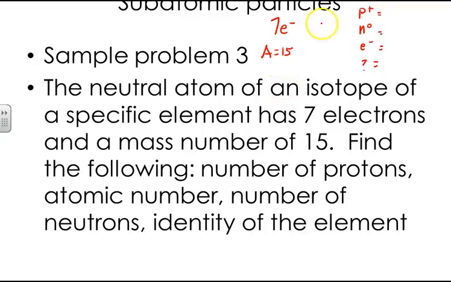All right. First of all, we know that we have 7 electrons. We have a neutral atom according to the problem, so that means the number of protons is the same. We know that the mass number is 15, so the number of neutrons has to be 8. And the identity of this element, the element with an atomic number of 7, would be nitrogen.